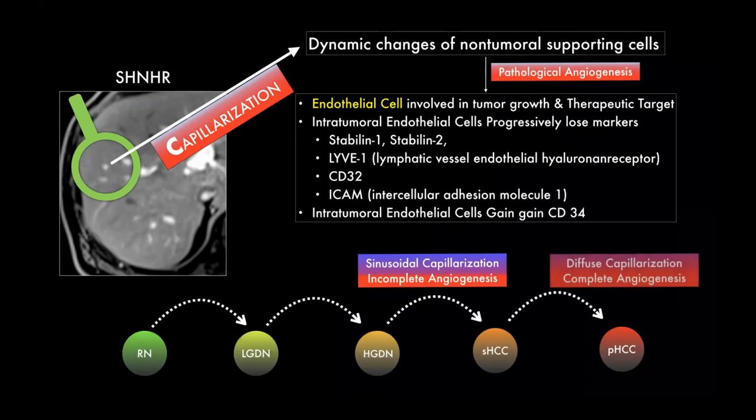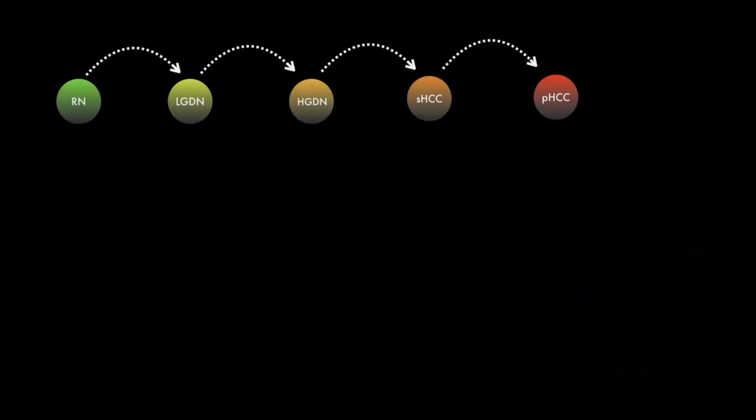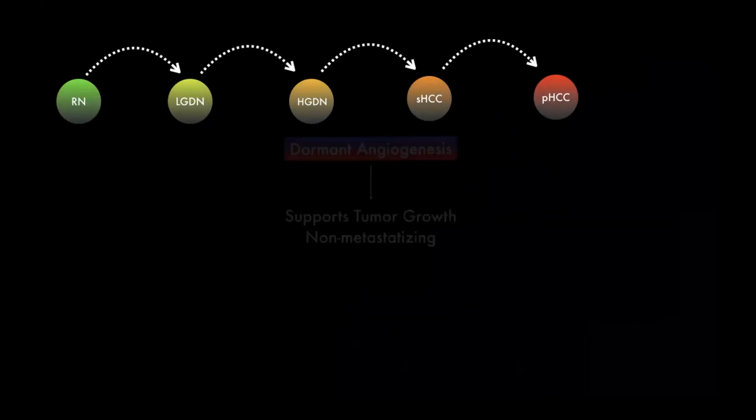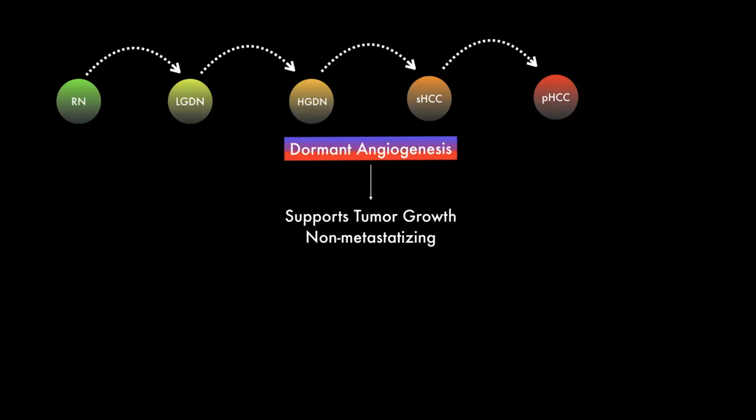But as the lesion, the observations, grow in size, the capillarization becomes more diffuse. It's not localized to one area, and that's called complete pathologic angiogenesis, and that impacts the way we actually assess these observations. Please remember this, that HCCs which are small tend to have abnormal capillarization, but it's not as robust as what you would have with large HCCs, or what we call pathological HCCs.